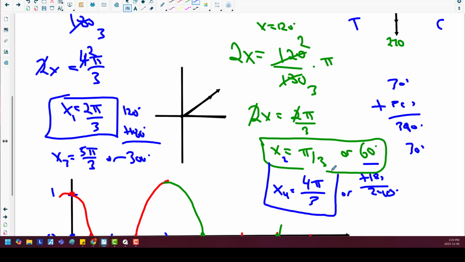So there are 4 possible solutions for this specific question. All right. Good luck.